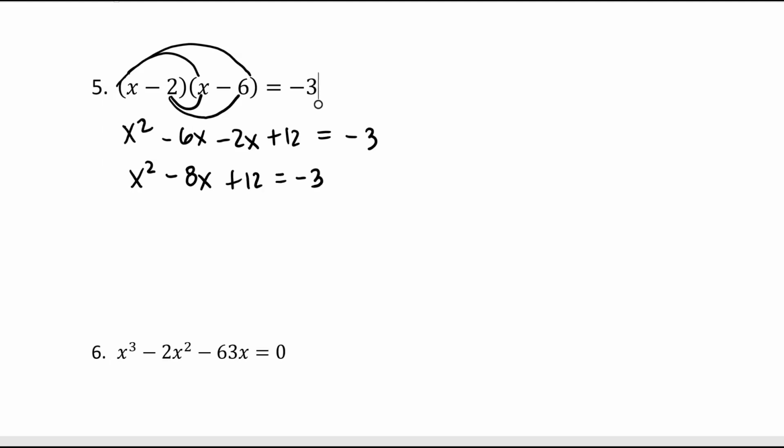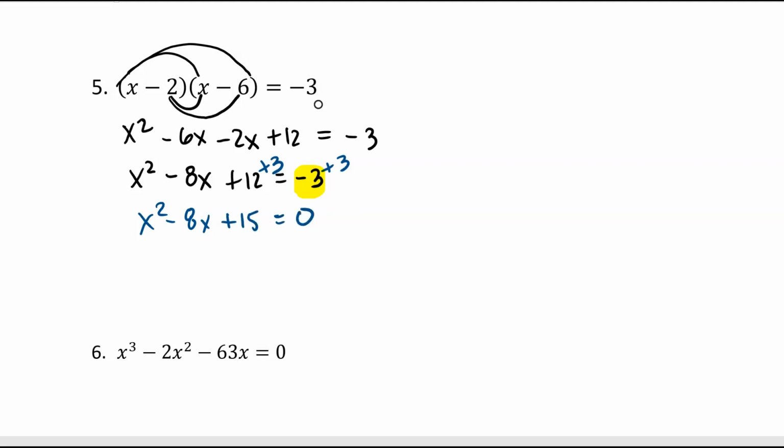Now let's get that 3 to the other side. So that means we need to add 3 to both sides because we had a -3. I wouldn't subtract 3 because then I will get -3 minus 3, which is -6. I want the right side to be 0, so I have to do the inverse of -3, which is plus 3. All right, then we would get x squared minus 8x plus 15 equals 0.